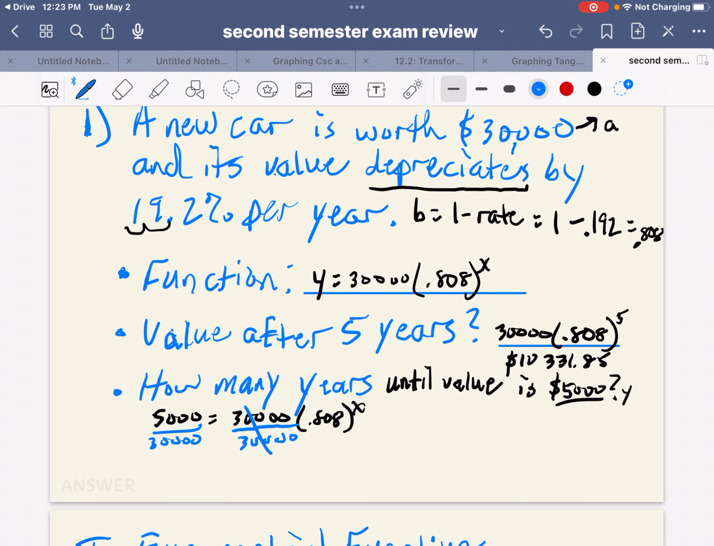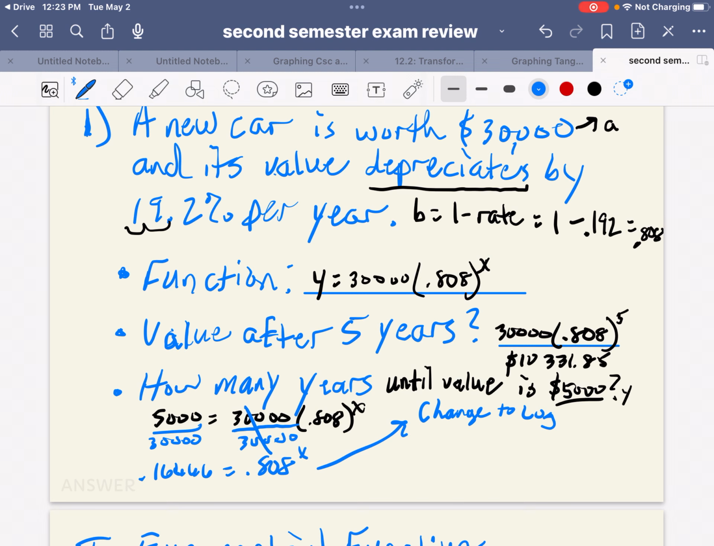Now I'm grabbing my calculator. 5,000 divided by 30,000 is 0.166666. So if you round to about 5 or 6 decimal places, 0.16666 is now equal to 0.808 to the xth power. So hopefully you remember that. Now, once you have the base and the power isolated, we taught you how to change this to a logarithmic equation.